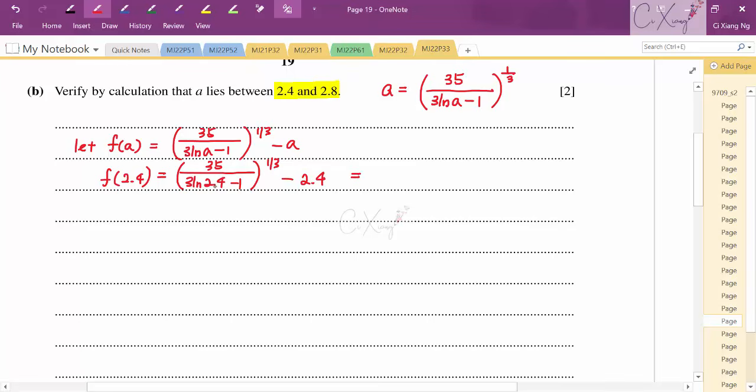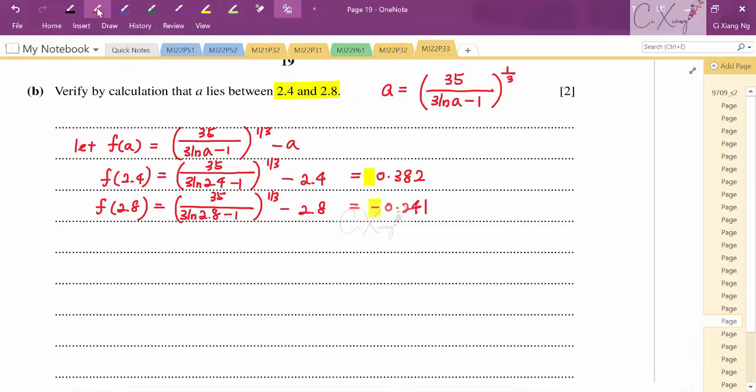Okay, so by the help of using the calculator, if you try to substitute the value inside, I'm having 0.382 for this particular f(2.4). And then if I substitute 2.8, again, substitute the value 2.8 into the a, which is 1 over 3 minus 2.8, and it equals to a negative value. If you press calculator correctly, then you should get negative 0.241. Okay, so we can see the sign change appear here between f(2.4) and also f(2.8). So we can make the conclusion that the a lies between these two values.